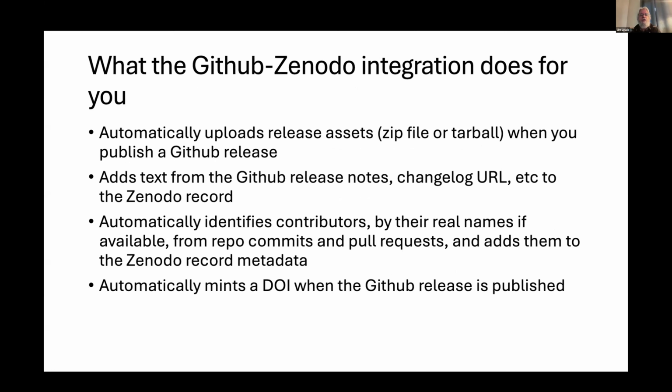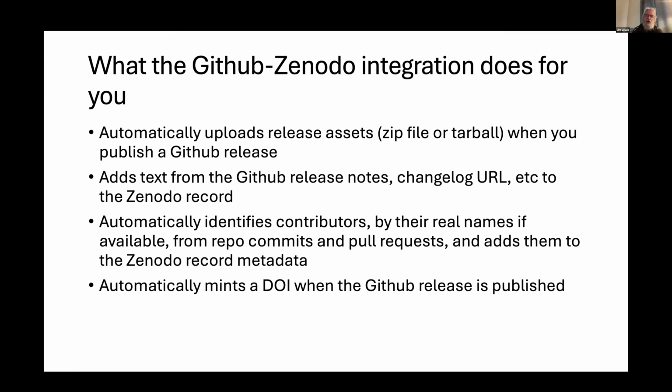So what this buys for you, it automates the uploading of the assets. So when you create a new release on GitHub, it creates that zip file, or I think maybe both a zip file and a tarball, and so that gets uploaded as the data part of that Zenodo record. It takes some text from the GitHub release notes and puts that in the metadata, including like a changelog URL, the things you would see if you were to go to that release page on GitHub.